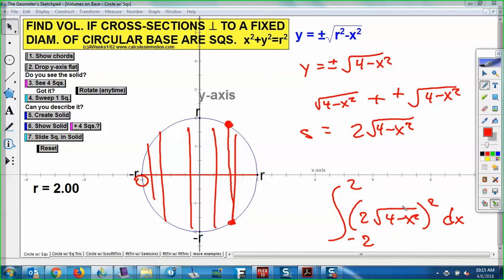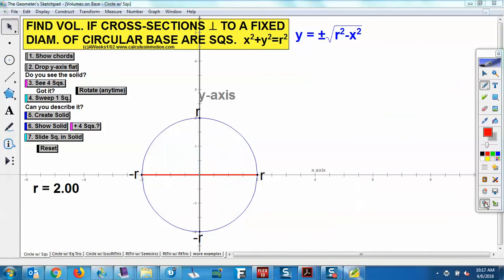Again, this in here is just the area of our slice. So if we have a circle slice, what goes in here? Pi r squared. We have a washer slice, what goes in here? Pi times big R squared minus little r squared. We have a square slice, what goes in here? S squared, right? Just the area, that's it.